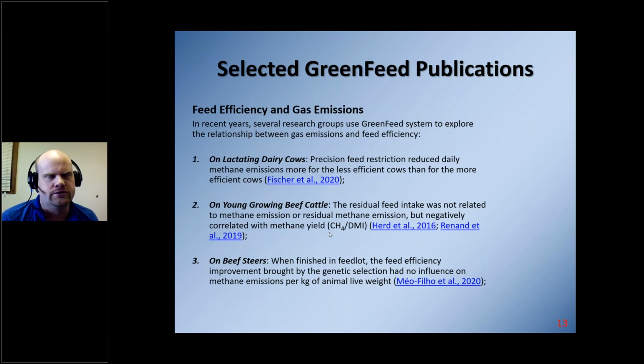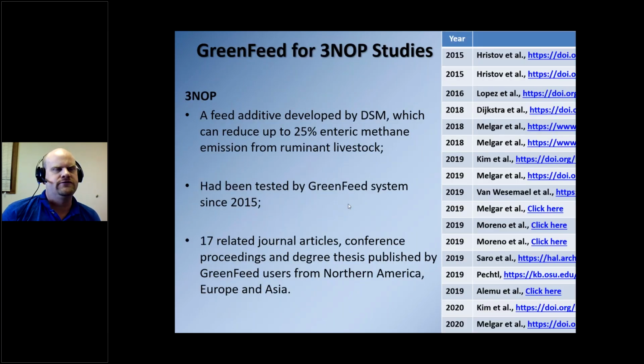I'm not going to go into the really fine detail findings of these papers, but it's something that has been studied and published in the last several years. Of course, GreenFeed's been used for several 3NOP studies, I think around 17 journal or related articles, and has shown that 3NOP can reliably reduce enteric methane by at least 25% with a persistent effect over long time periods.